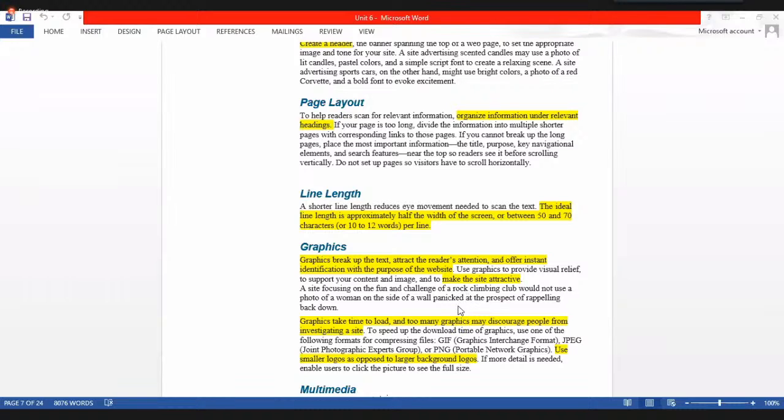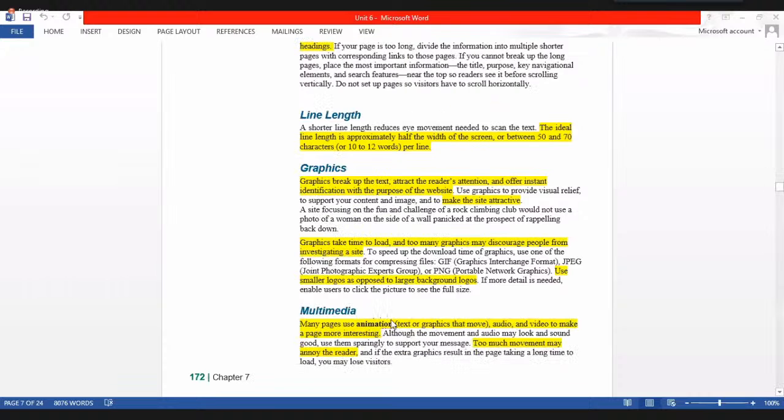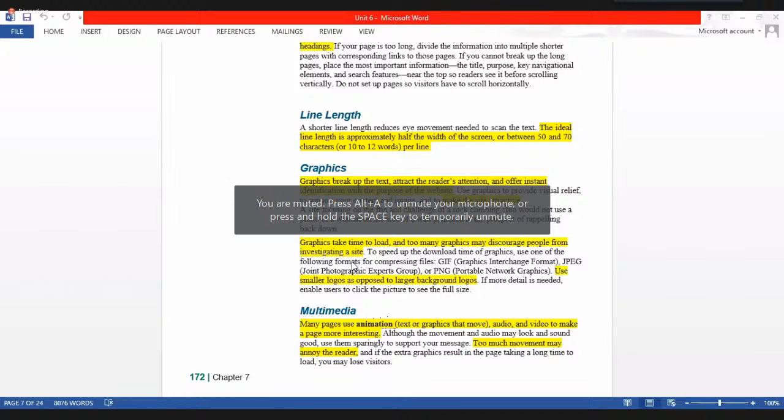So anyhow, make the site attractive, but never use graphics a lot. Graphics take time to load, isn't it? And too many graphics may discourage people from investigating a site. So that's why don't use graphics a lot. If necessary, then you use graphics, but don't make maximum use of graphics, because it takes time to load. And if it's time taking, then the readers will get discouraged, isn't it? And then they stop investigating a site.